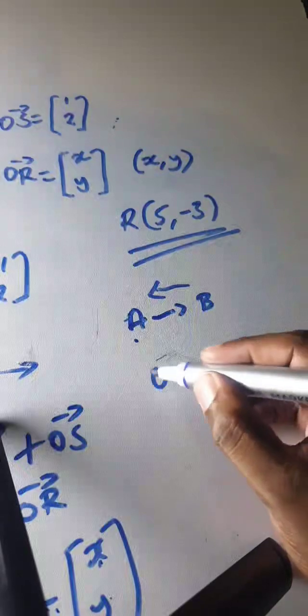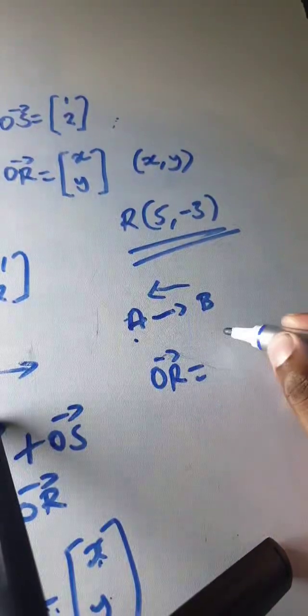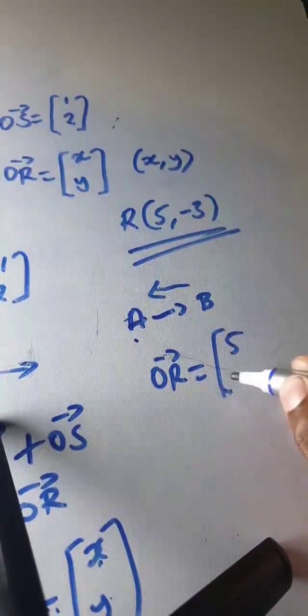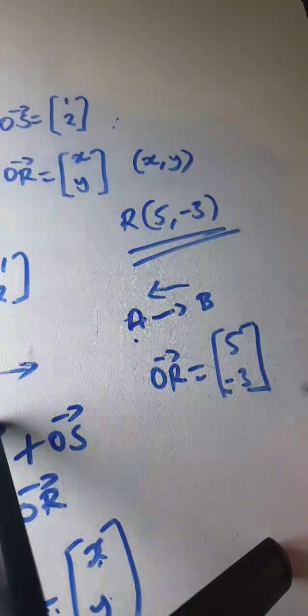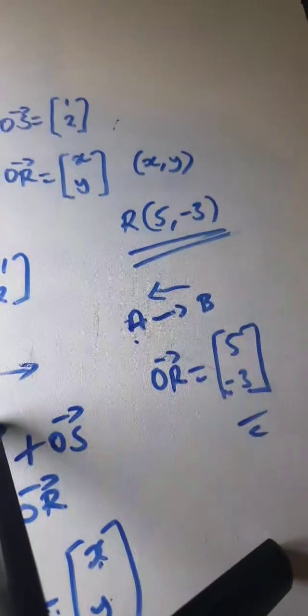But as a position vector, it will be (5, -3). But now the question is saying we should leave it as a coordinate. So our answer should be like that.